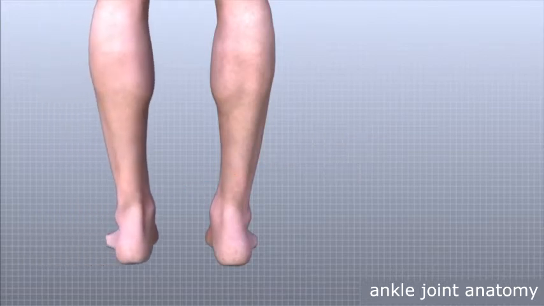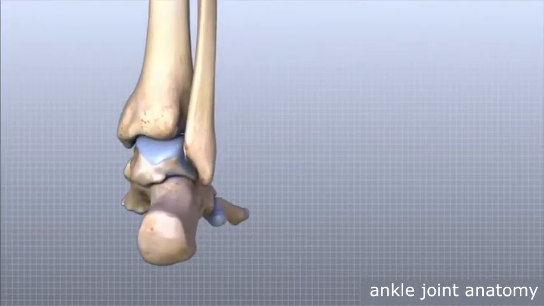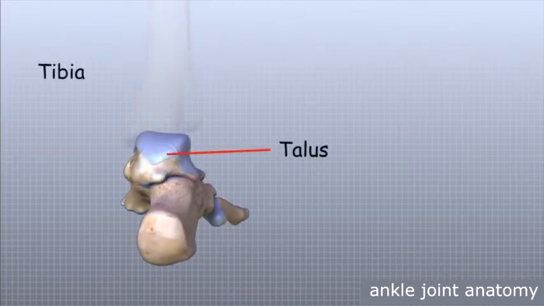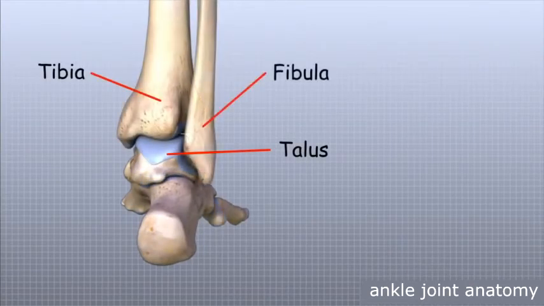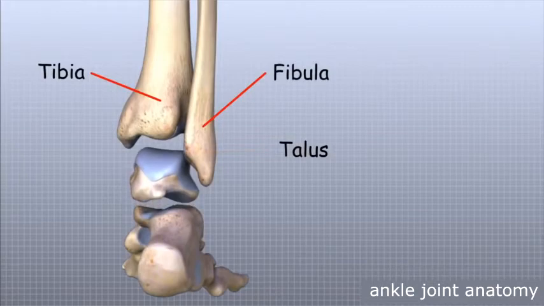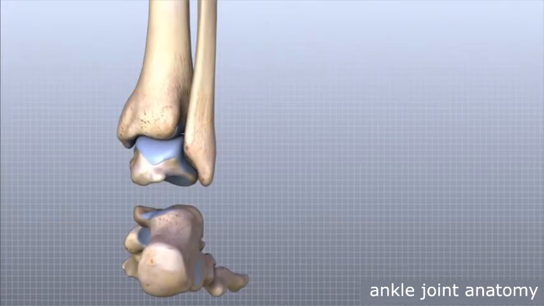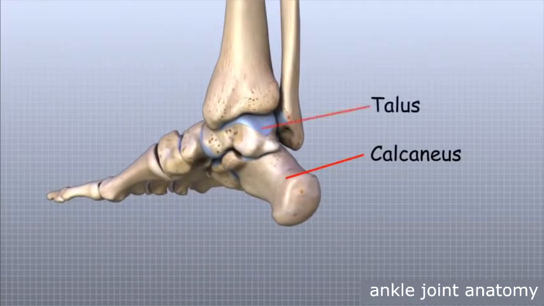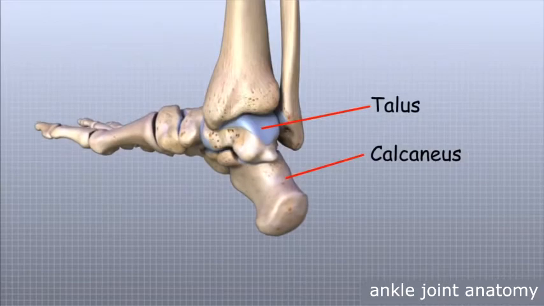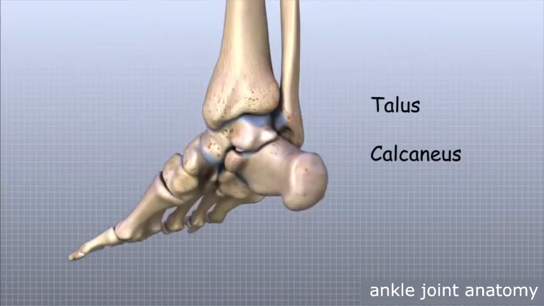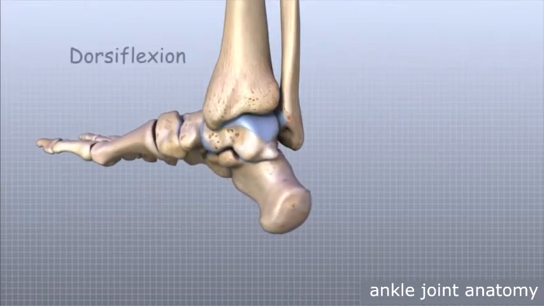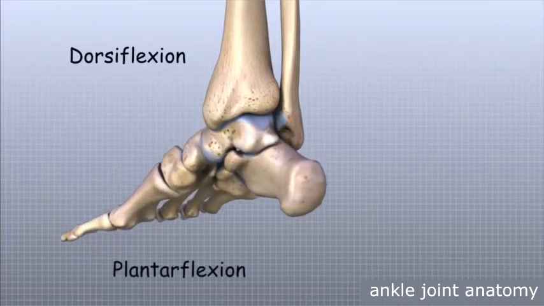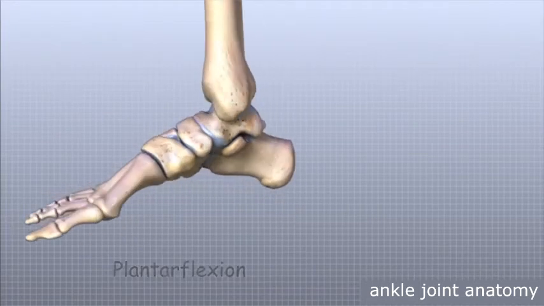The ankle joint is formed by the connection of 3 bones: the talus, the tibia, and the fibula. The top of the talus fits inside a socket made by the lower ends of the tibia and fibula. The bottom of the talus sits on the calcaneus, which forms the heel bone. The talus helps your ankle joint to move like a hinge. Moving up is called dorsiflexion, and moving down is called plantar flexion.